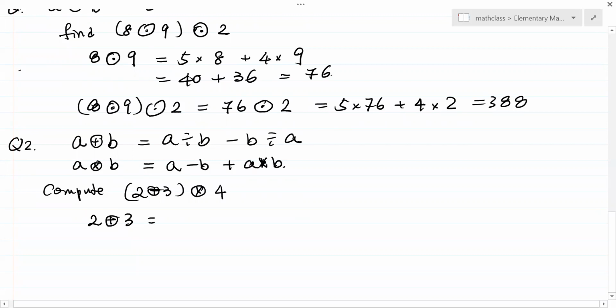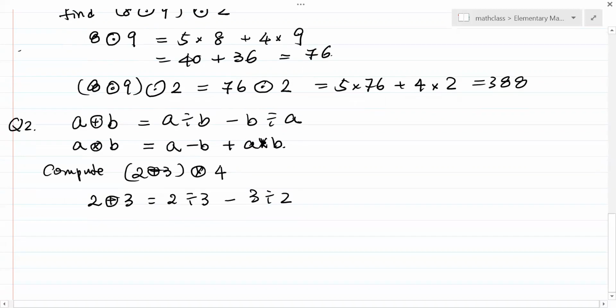Look at this. Now you have to do fractions this time, unfortunately. So 2 divided by 3, and minus B divided by A, so 3 divided by 2. I hope we can use fractions, otherwise it's hard. That's going to be 2 over 3 minus 3 over 2. Are you able to combine those two numbers into one fraction?